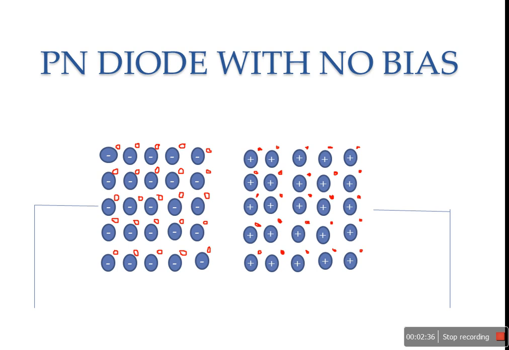So first we are going to study PN diode without applying any bias. Biasing is nothing but the application of external voltage to the circuit. So first we are going to study PN diode with no bias.